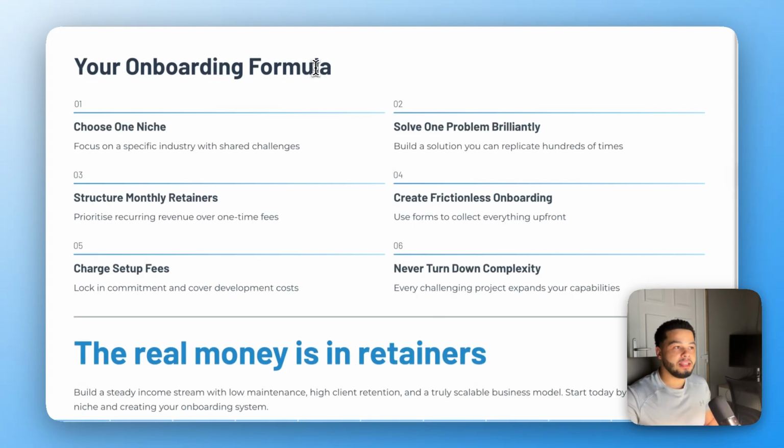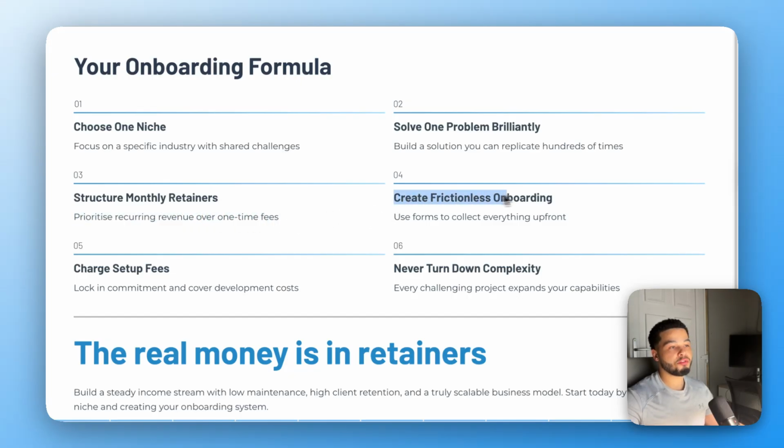That's basically the end of this video, and that's everything that you need to know when onboarding a client. So your onboarding formula here is: choose one niche, focus on a specific industry with shared challenges. Then solve one problem brilliantly, which is build a solution that you can replicate hundreds of times. Then structure your monthly retainers, so prioritize recurring revenue over one-time fees.